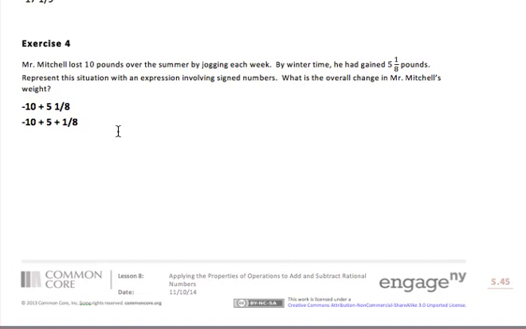And in that way, we can combine negative 10 plus 5, which gives us negative 5, and then adding 1/8 to negative 5. Keep in mind that if we are at negative 5 on the number line and we add 1/8 to that, we would need to move to the right on our number line. So our answer then would be negative 4 and 7/8, which is 1/8 to the right of negative 5 on the number line.